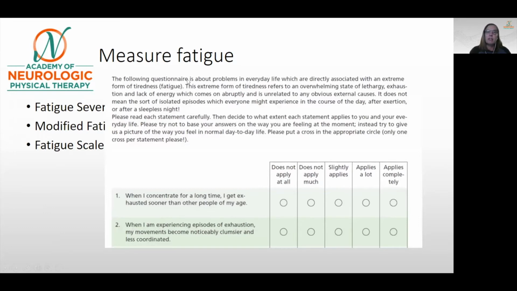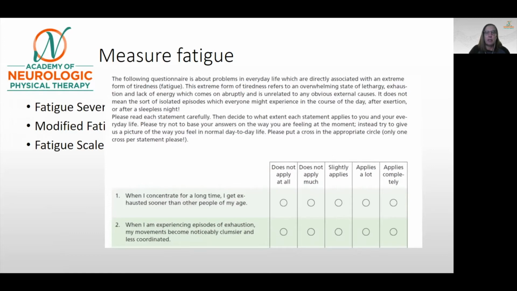When we're thinking about this, the questionnaire reads: the following questionnaire is about problems in everyday life which are directly associated with an extreme form of tiredness or fatigue. This extreme form of tiredness refers to an overwhelming state of lethargy, exhaustion, and lack of energy, which comes on abruptly and is unrelated to any obvious external causes, like I worked too much today in the garden. It does not mean the sort of isolated episodes which everyone might experience after exertion or after a sleepless night. This is a great way to educate your patients on what this fatigue feels like and for them to be able to identify it.